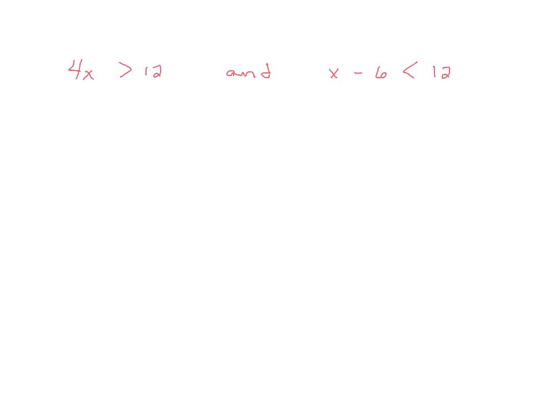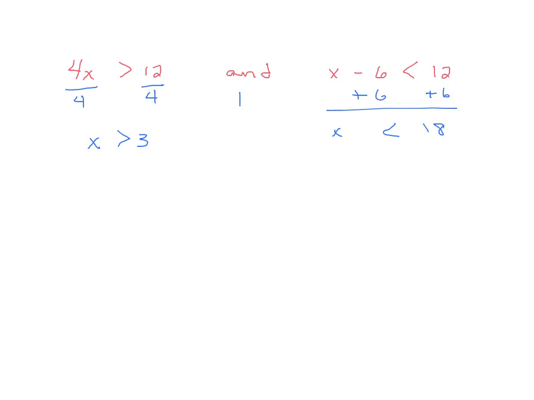Here's an example of an "and" problem. So we have two separate sentences, one that's 4x is greater than 12, and then we have x minus 6 is less than 12. What we'll do is approach each of these separately and just solve each sentence as its own identity. When we solve the first one, we divide by 4, we get x is greater than 3. Solve the second one, we get x is less than 18.